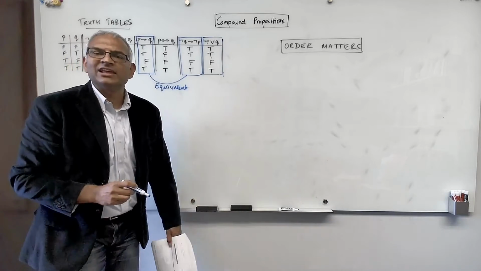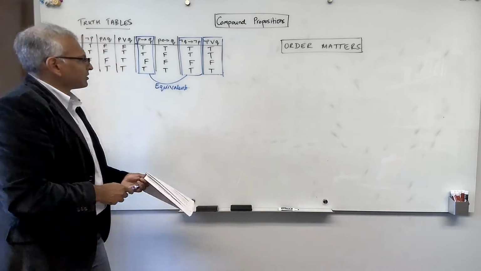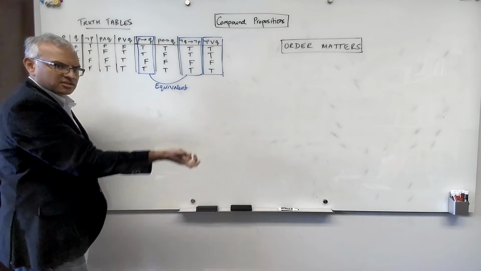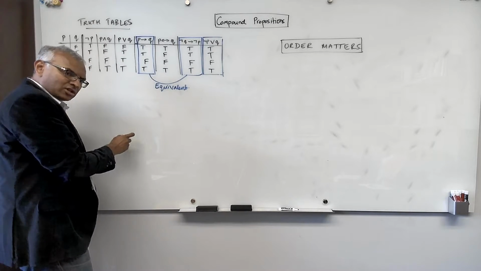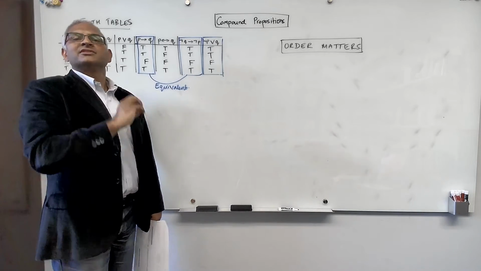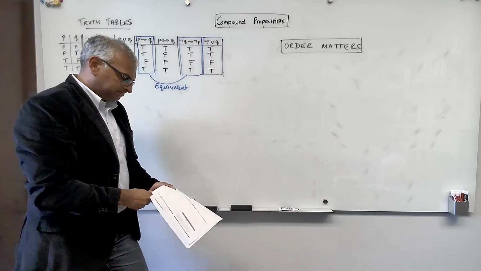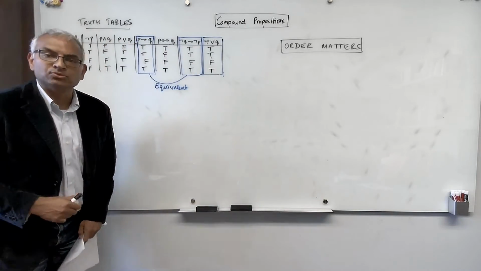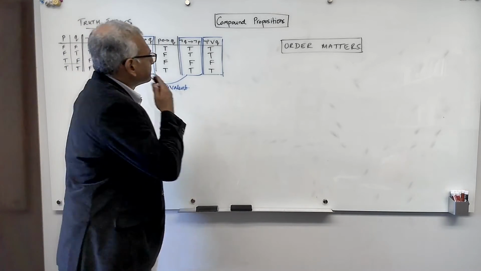Remember, that's what equivalent meant. It meant that if one thing is true, the other thing is true. If one thing is false, the other thing is false. So it's possible for compound statements to be equivalent. And we can evaluate the truth value of compound statements.